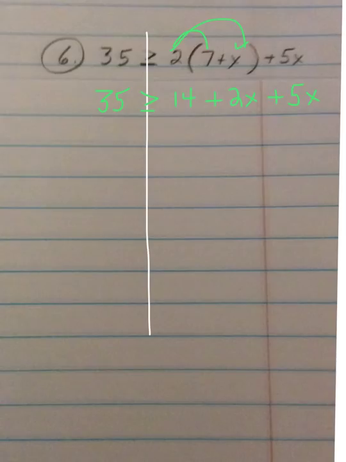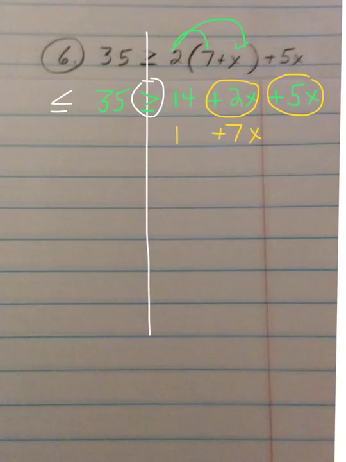Now, do you remember, the only time we switch this inequality symbol to change it to go to this direction is if we multiply or divide by a negative. And we will alert you when that happens. All right, here we go. I recognize that this 2x and this 5x can go together. That will give me 7x. And that's positive 7x, and there's a 14, and here's my inequality symbol, and here's a 35.